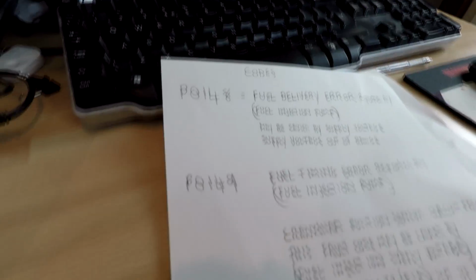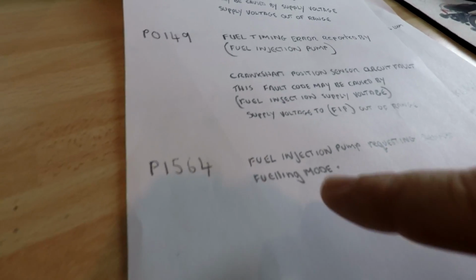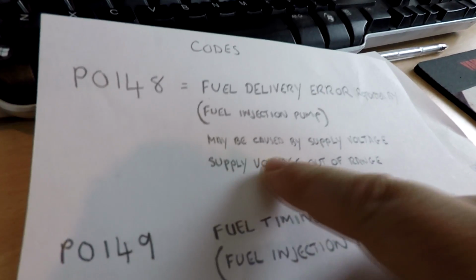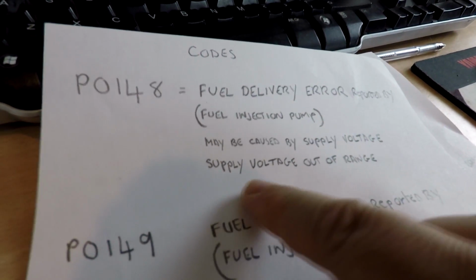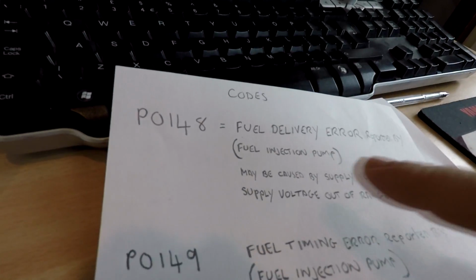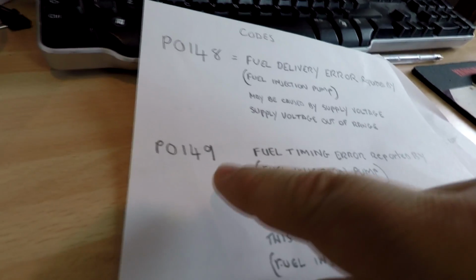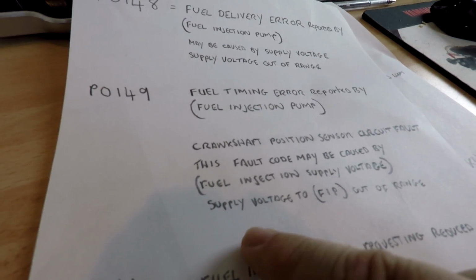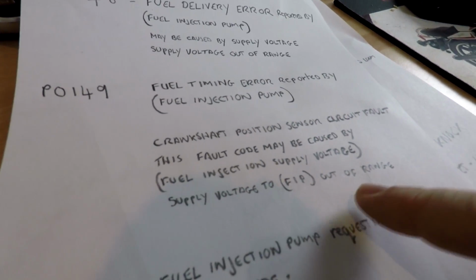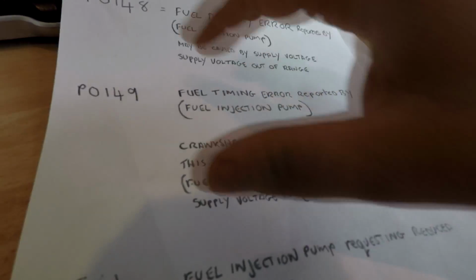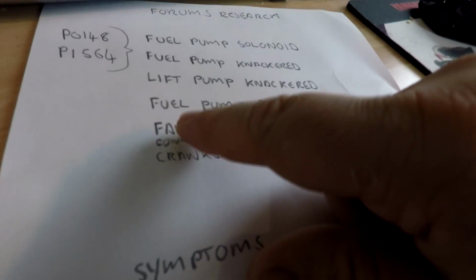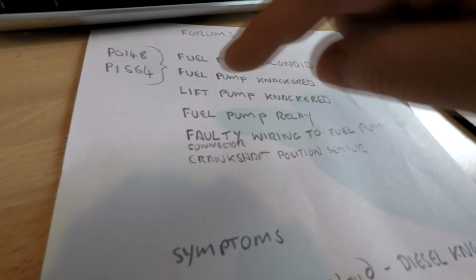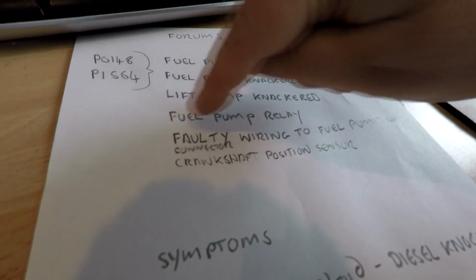And if we actually look at our fault codes, the P0148, for example, says it may be caused by supply voltage where the supply voltage is out of range. So that is for the P0148. The P0149 code also makes that statement, where it says supply voltage to fuel injection pump out of range. So that is tying in so far with that. And also the fuel pump relay, which, as I said to you, controls that. It could be that's obviously one of our possible things to look at as well.